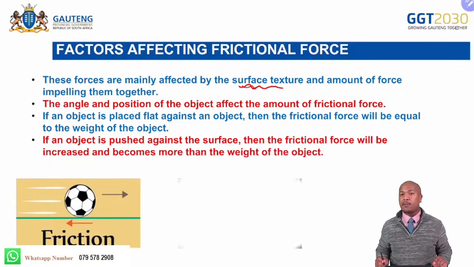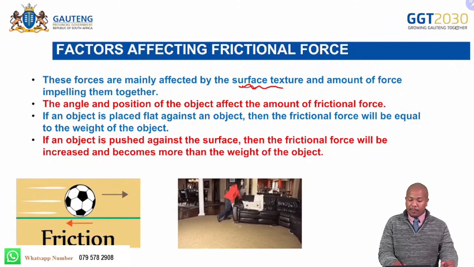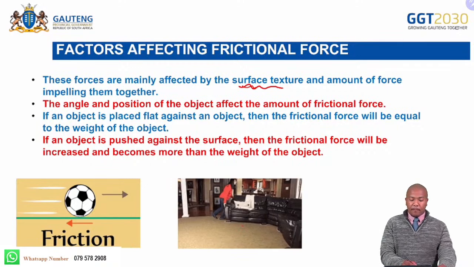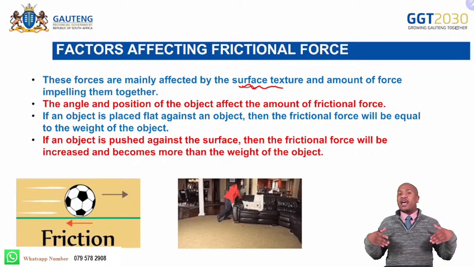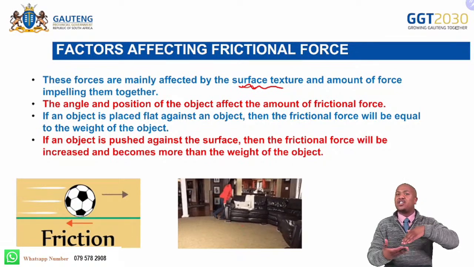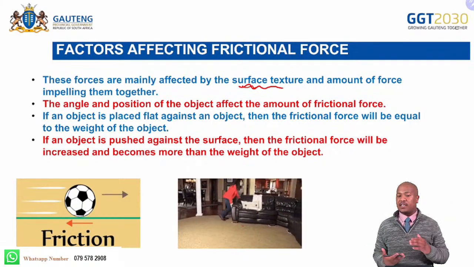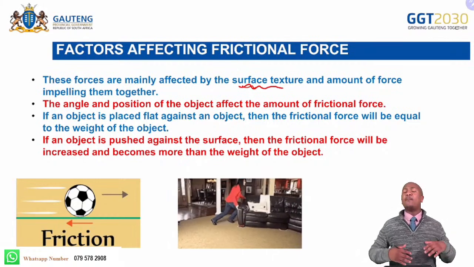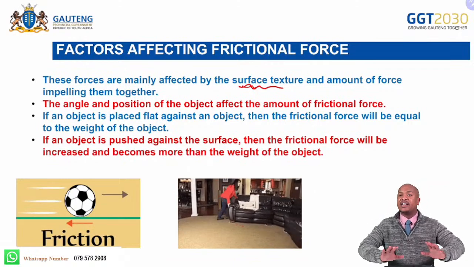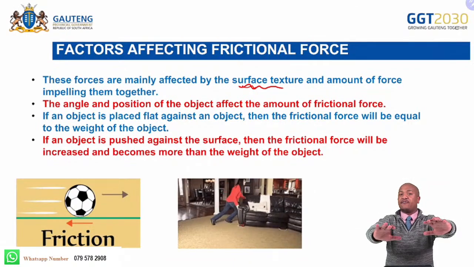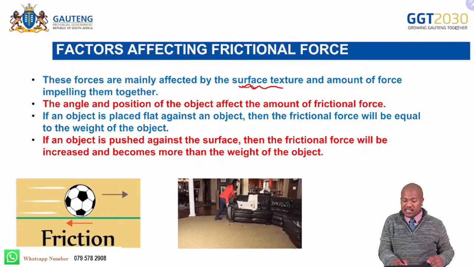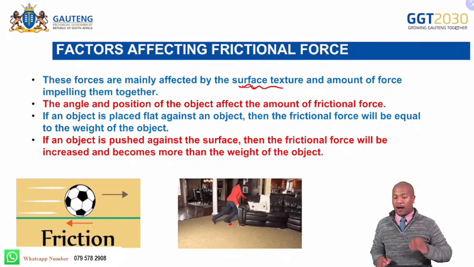Here are the same examples that we're using: pushing the sofa in the house and also the soccer ball. The position or the angle in which you kick the soccer ball affects the rate of friction between the soccer ball and the surface. Also here, the amount of force applied to the sofa as you are sliding it on the surface affects the amount of frictional force between the surface and the sofa.